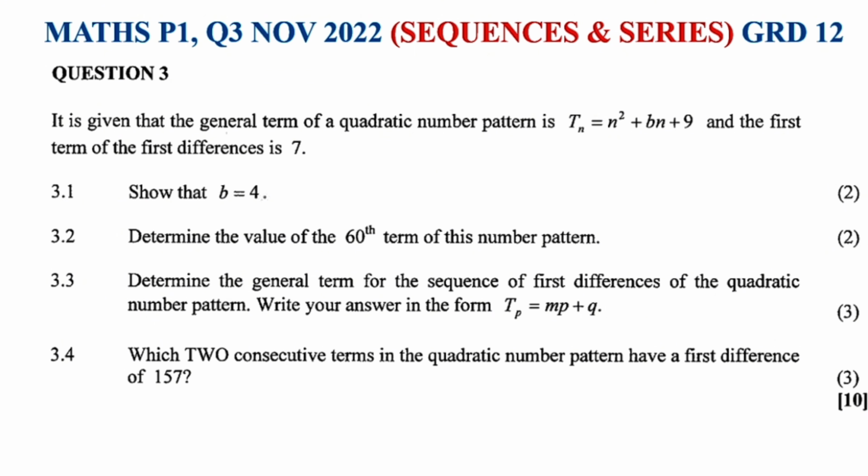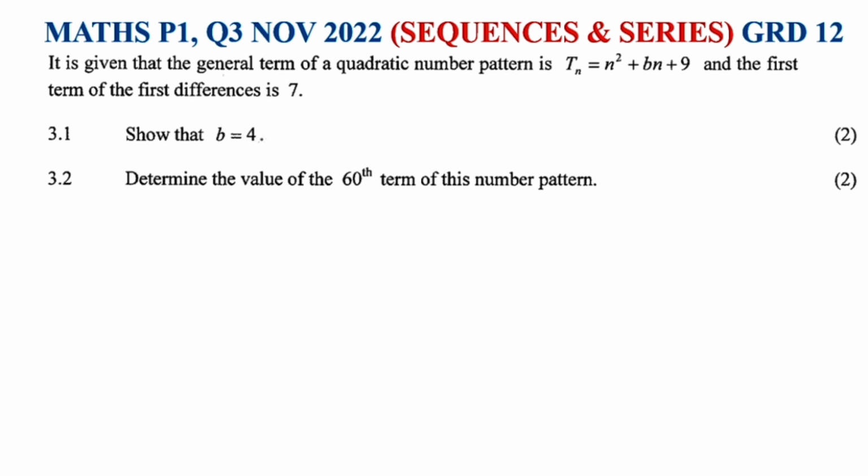pattern. Therefore, we should also be able to do 3.4, which is the two consecutive terms in the quadratic pattern which have the first difference of 157. Okay, so let's go ahead and do 3.1.